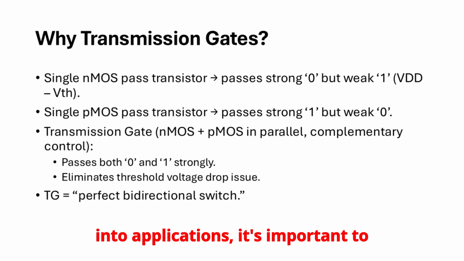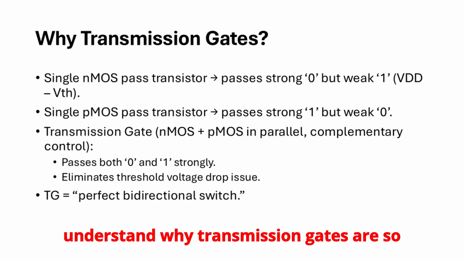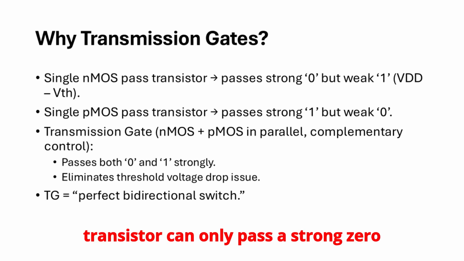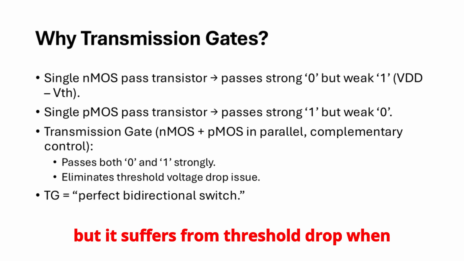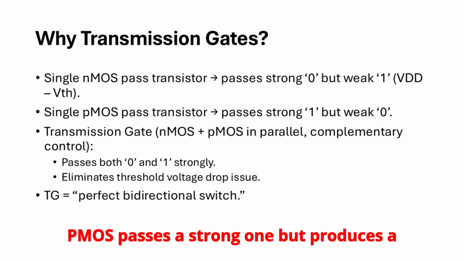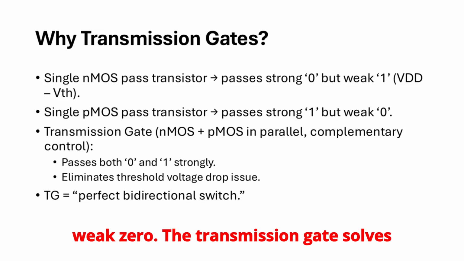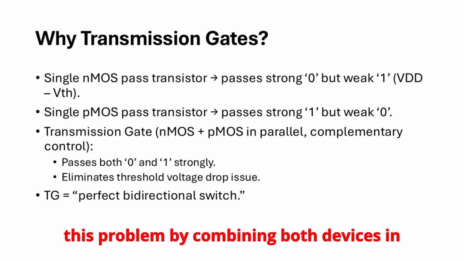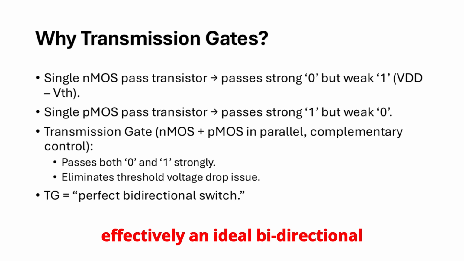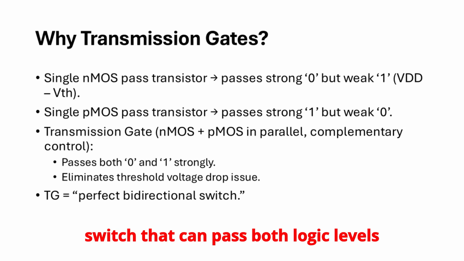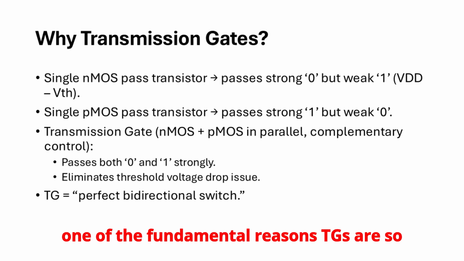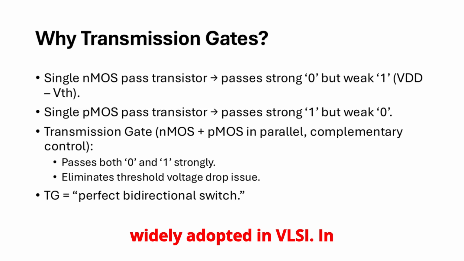Before we go deeper into applications, it's important to understand why transmission gates are so powerful. A single NMOS transistor can only pass a strong 0, but it suffers from a threshold drop when passing a 1. Similarly, a PMOS passes a strong 1 but produces a weak 0. The transmission gate solves this problem by combining both devices in parallel, with complementary gate control. Together, they form what is effectively an ideal bidirectional switch that can pass both logic levels strongly, with no degradation. This is one of the fundamental reasons TGs are so widely adopted in VLSI.